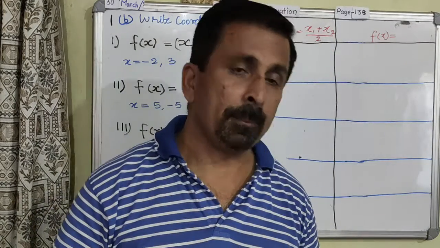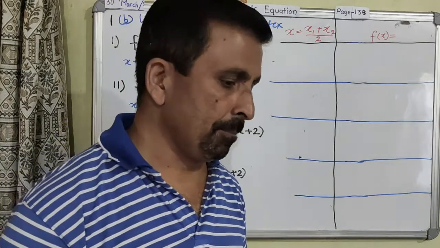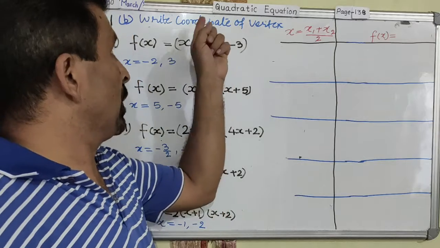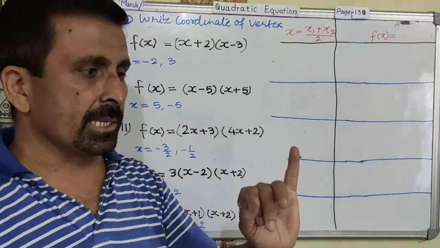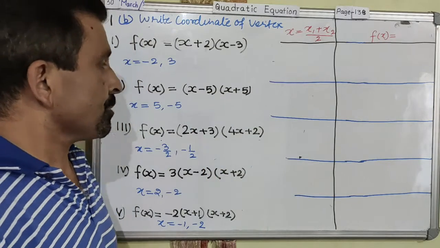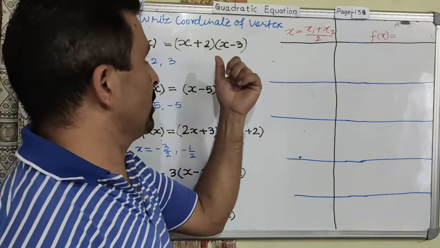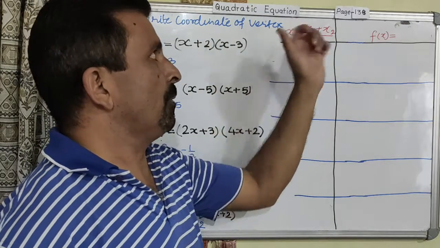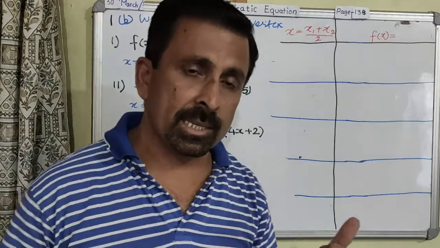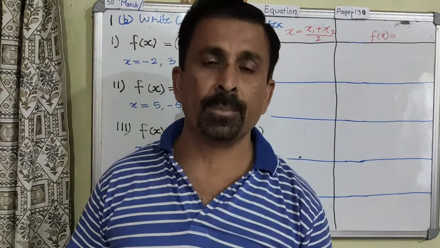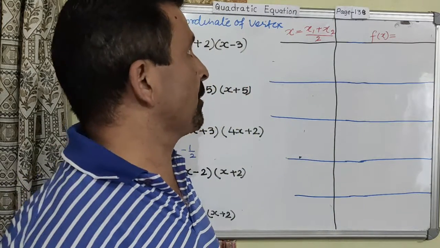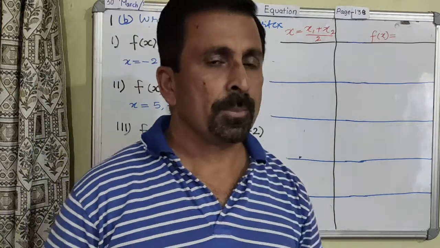Now part B, we are going to look into question number 1B. Part B, same functions, and now we are asked to calculate the coordinate of the vertex. Already we have calculated the x-intercept and the y-intercept for all these equations. Now, for the coordinate of the vertex, what is the requirement? There was some requirement for calculating the x-intercept and for the y-intercept. Likewise, we also have a requirement for calculating the coordinate of the vertex. So, what are those requirements?